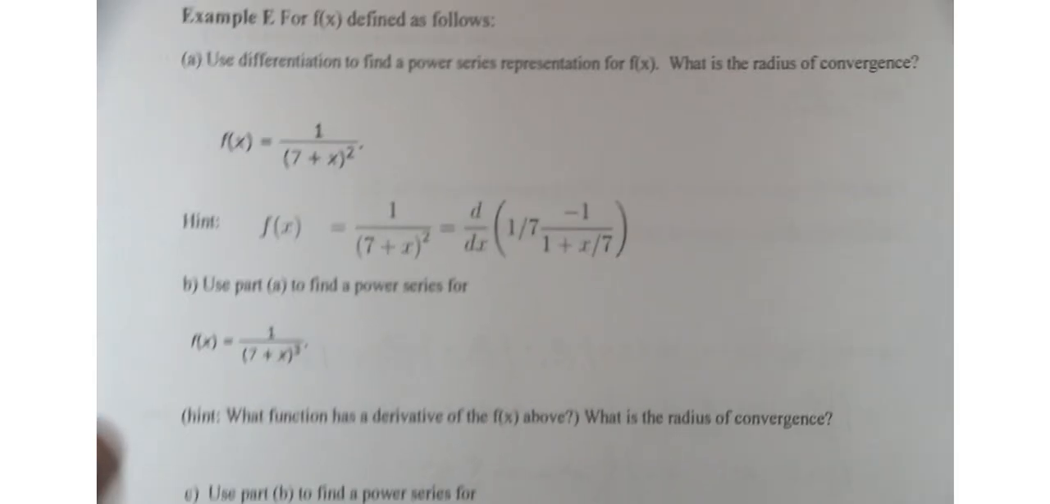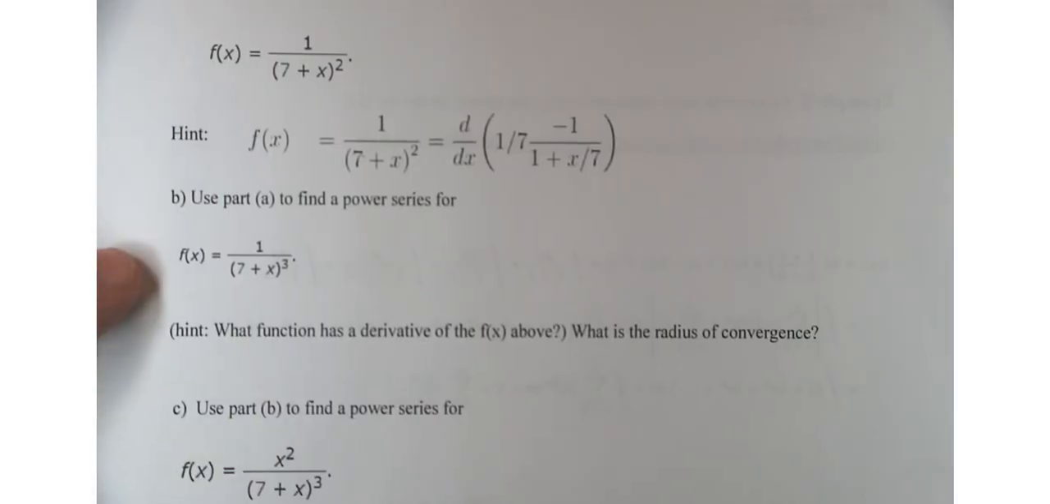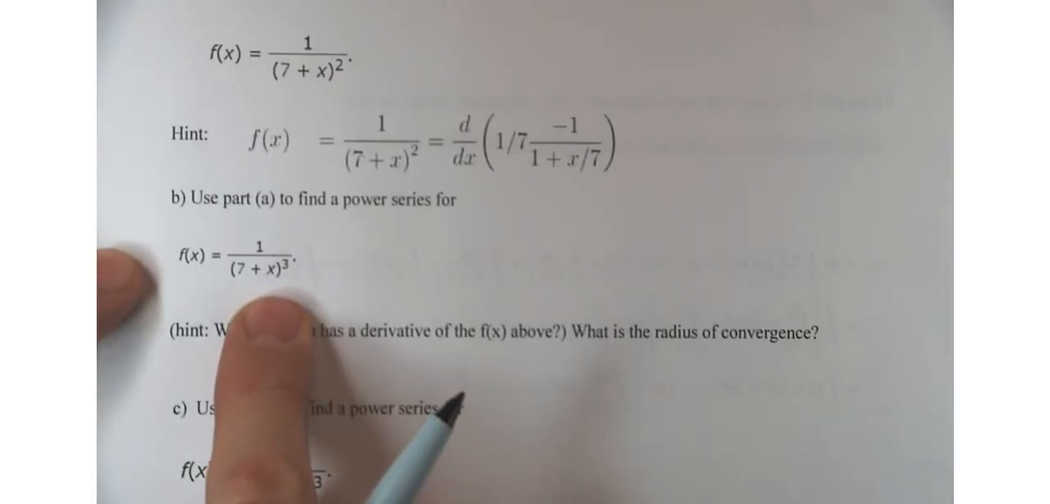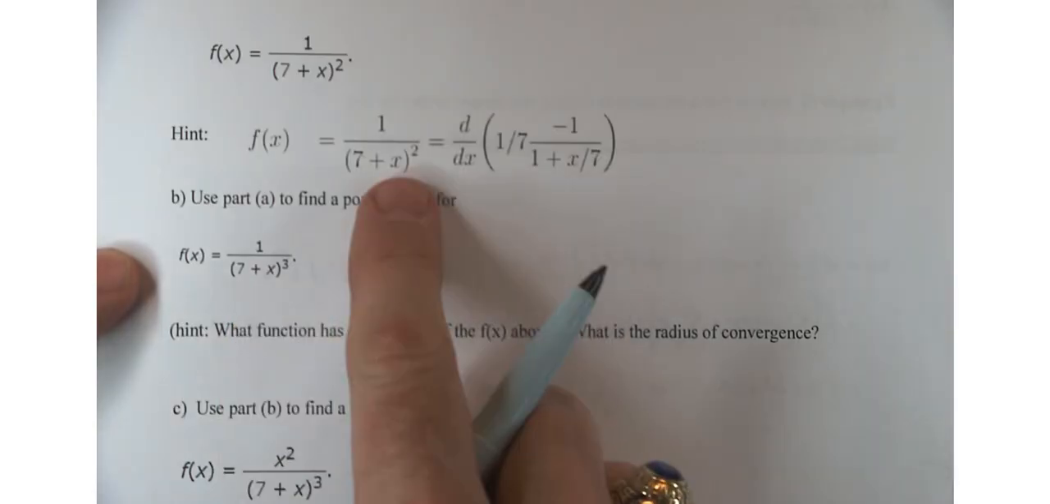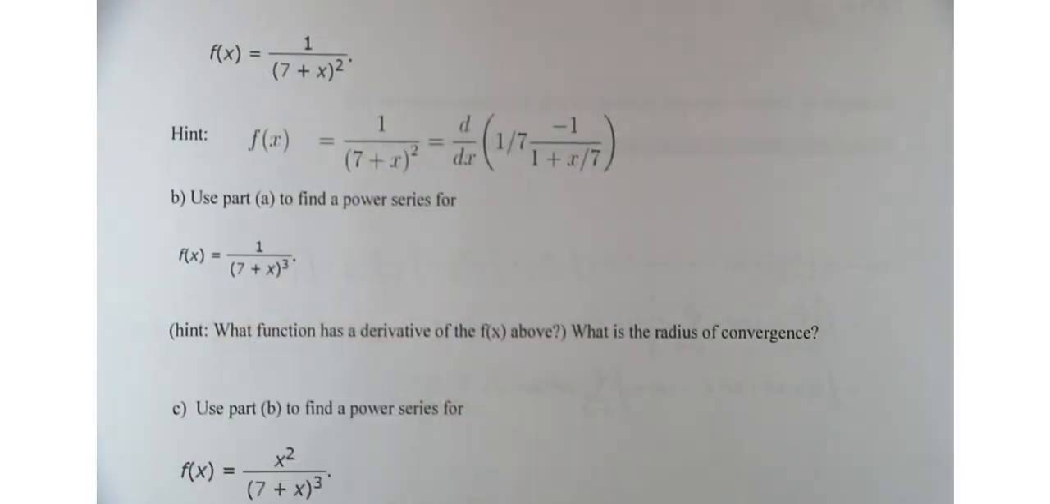It says use part A to find a power series for part B here. So we want a power series for this, and well, we've got a power series for this. How are we going to get a power series for this? Any suggestions?